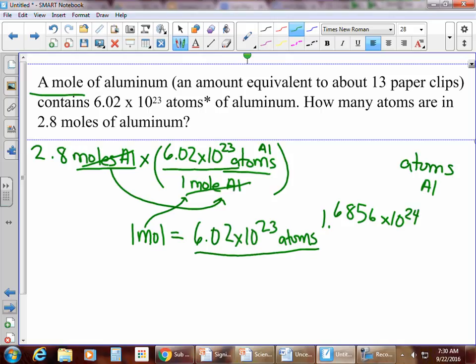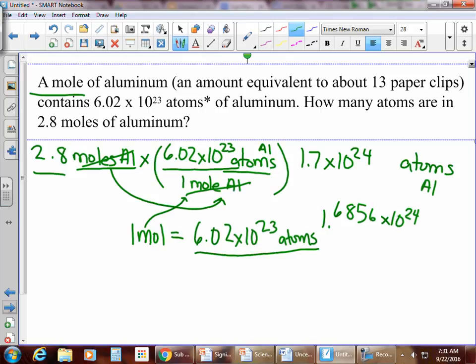Again, we look back at the front. We have 2.8, so that's 2 sig figs. The 8 is going to make the 6 round up, so I'm going to get 1.7 times 10 to the 24th atoms of aluminum.